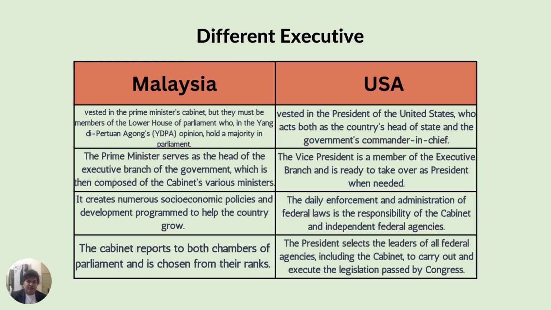Meanwhile, the different executive in the USA is first vested in the President of the United States, who acts both as the country's head of state and the government's commander-in-chief. The vice president is a member of the executive branch and is ready to take over as president when needed. The daily enforcement and administration of federal law is the responsibility of the cabinet and independent federal agencies. Lastly, the president selects the leaders for all federal agencies, including the cabinet, to carry out and execute the legislation passed by Congress.